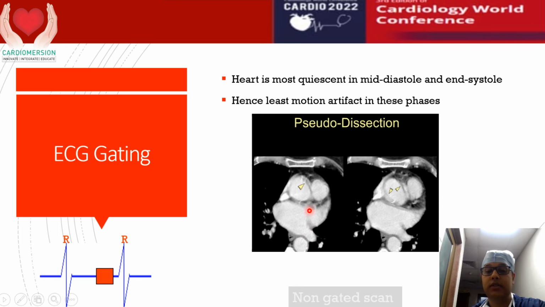If ECG gating is not used, as in a non-gated scan, we can see the presence of pseudo dissection. Actually, there is no dissection, but due to non-ECG gated images, a dissection appears to be seen in these images.